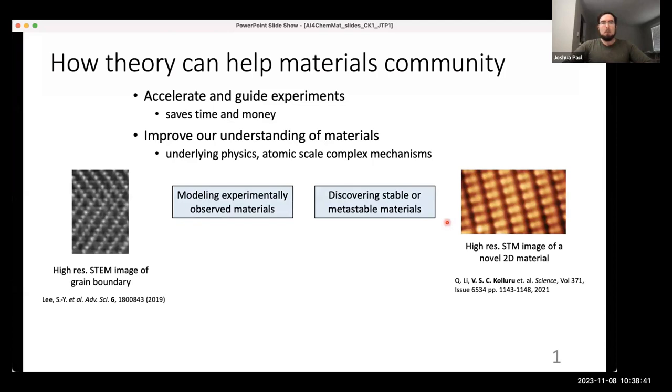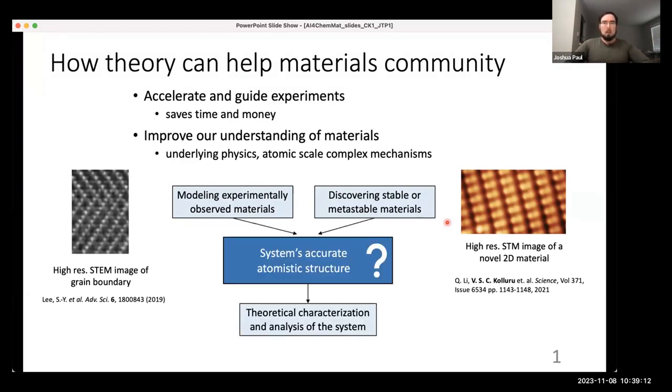For two examples, on the left, we have a high resolution STEM image, so scanning transmission electron microscopy, that is used to image the grain boundaries between two materials. On the right, we have an STM image, scanning tunneling microscopy, for discovering a novel 2D material, borophane, that I'll be going over later.